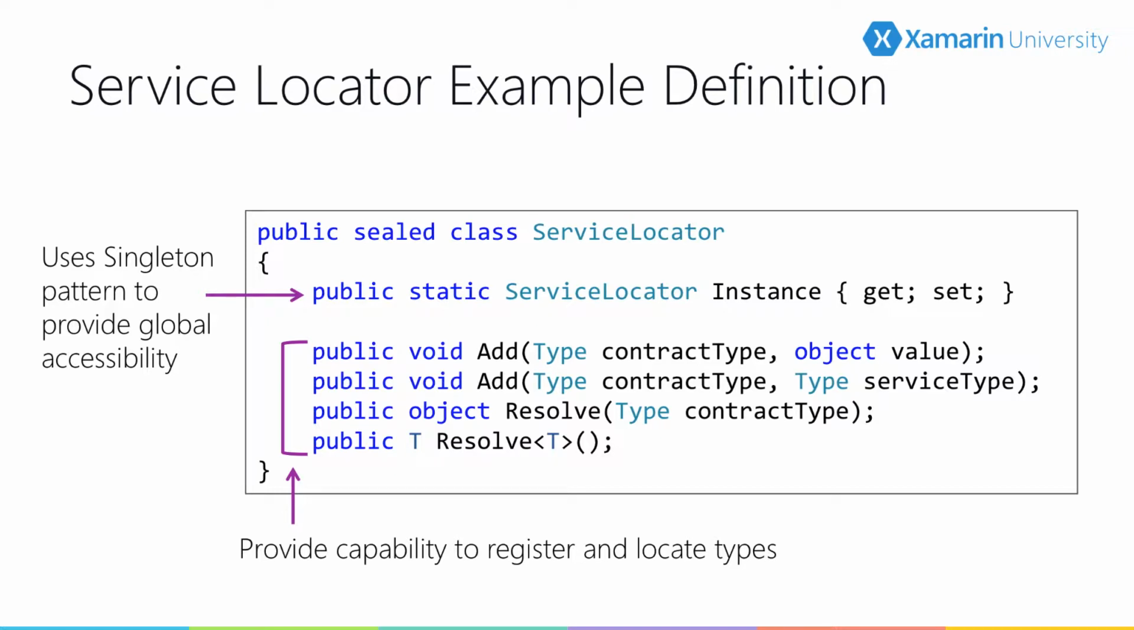Here's an example of what a service locator implementation could look like. Our service locator will always have a singleton implementation. You see this here, this static instance property. And that makes sense.